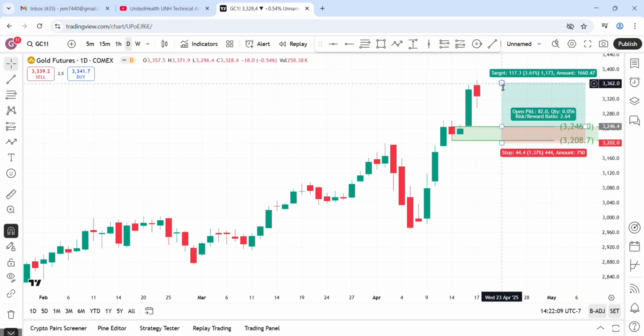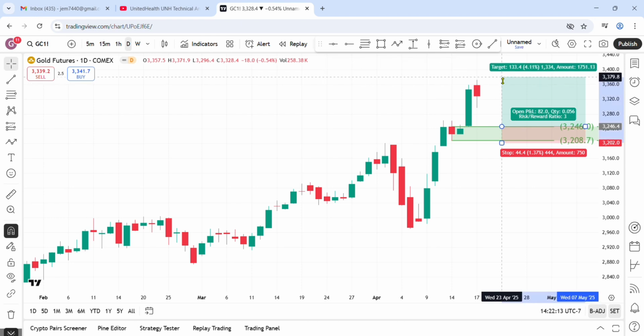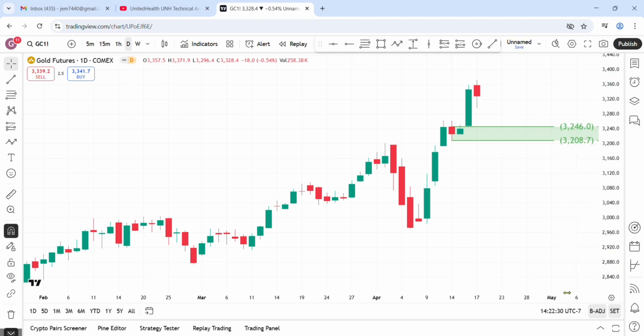Since there's no clues of resistance anywhere up above there, we could set our target, let's just call it reward to risk ratio of 3 to 1. So that way we take one increment of risk for 3 increments of potential reward. So that would be a 3 to 1 reward to risk ratio potential setup in that trade if you were to take it.